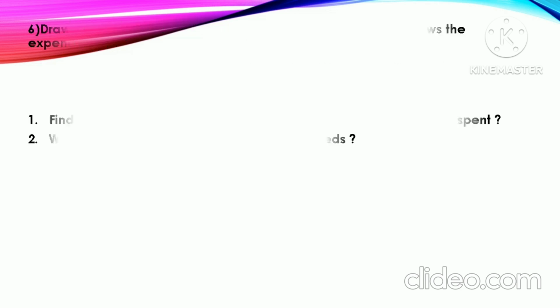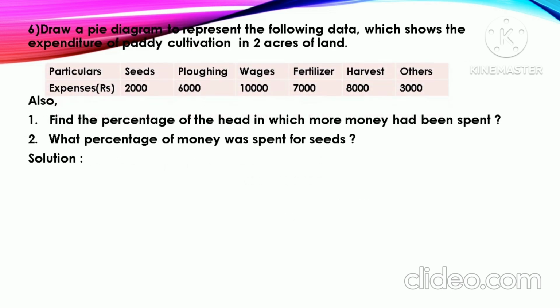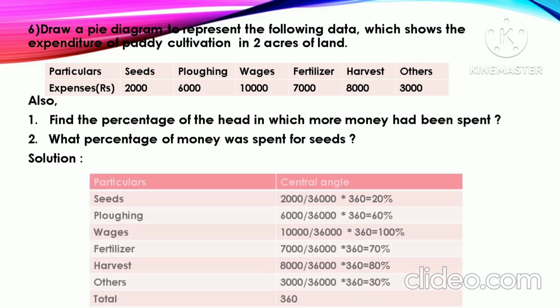Now let's discuss some problems, then we can understand it better. Draw a pie diagram to represent the following data. It shows the expenditure of paddy cultivation in 2 acres of land. Data are given. Also, find the percentage of the head in which more money had been spent. What percentage of money was spent for seeds?